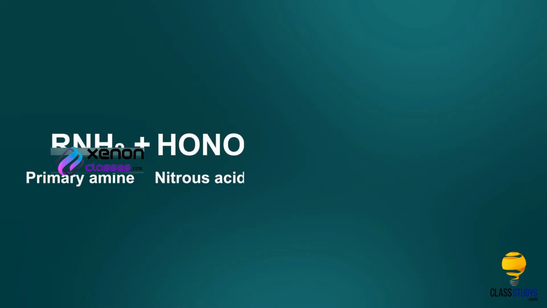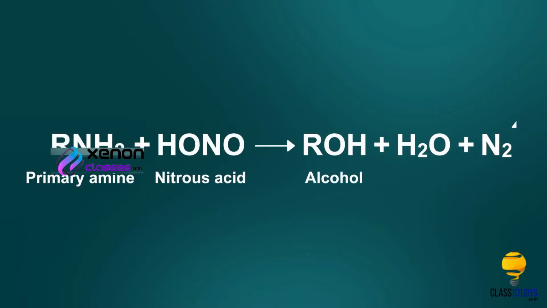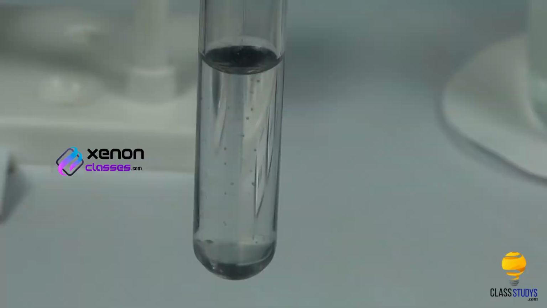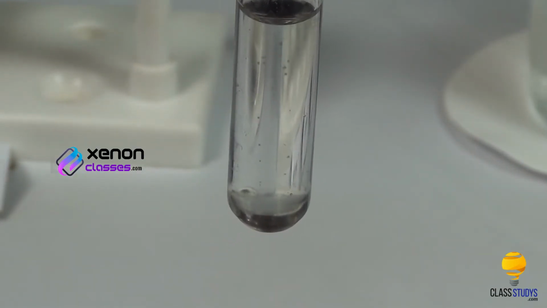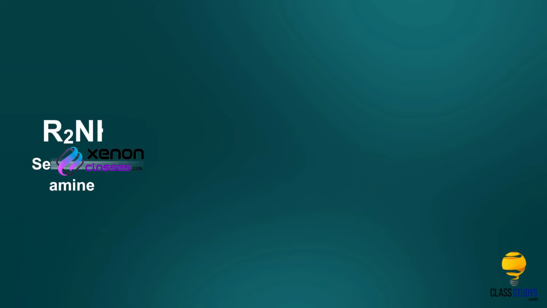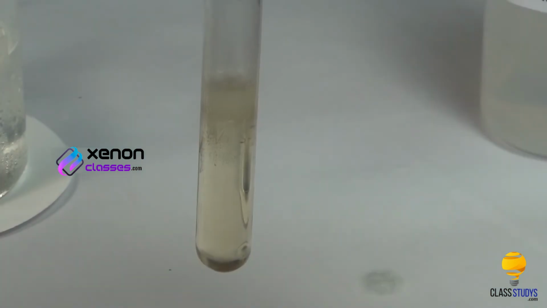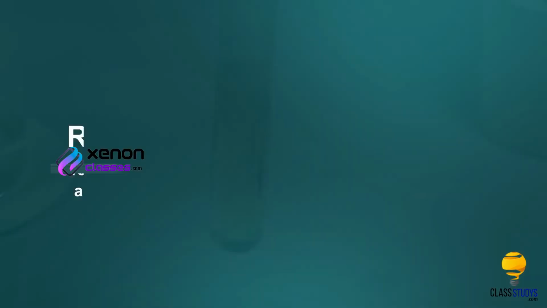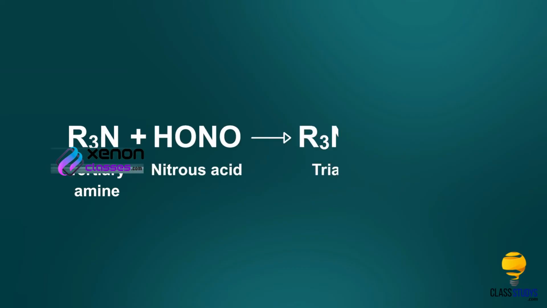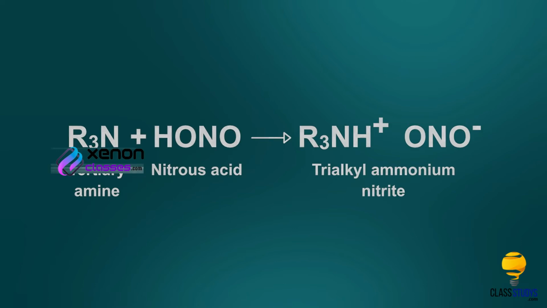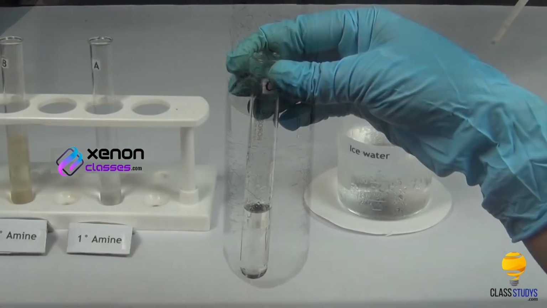In test tube A, primary aliphatic amine reacts with nitrous acid formed from sodium nitrite and hydrochloric acid to produce nitrogen gas, which is seen as bubbles. In test tube B, secondary amine reacts with nitrous acid to form a yellow oily layer of nitrosamine. In test tube C, tertiary amine reacts with nitrous acid to form soluble nitrite salts.